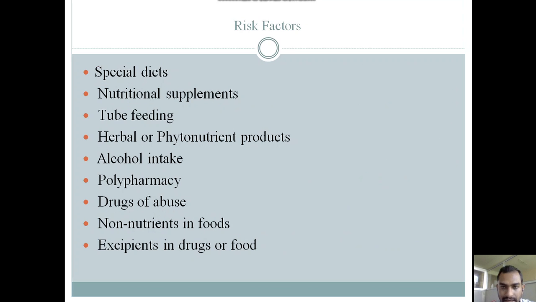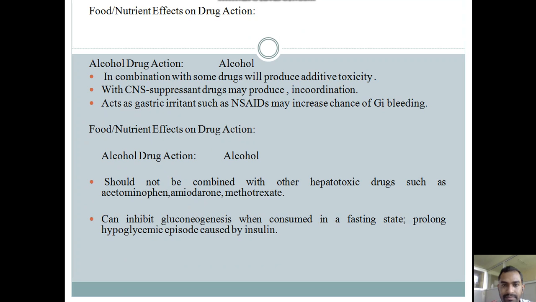There are some risk factors of this food drug interaction, that is some special diets, nutritional supplements, tube feeding, herbal or phytonutrient products, alcohol intake, polypharmacy, drugs of abuse, non-nutrients in foods, and excipients in drugs or food. These are some risk factors which cause drug food interaction. Now, food nutrients effects on drug action.